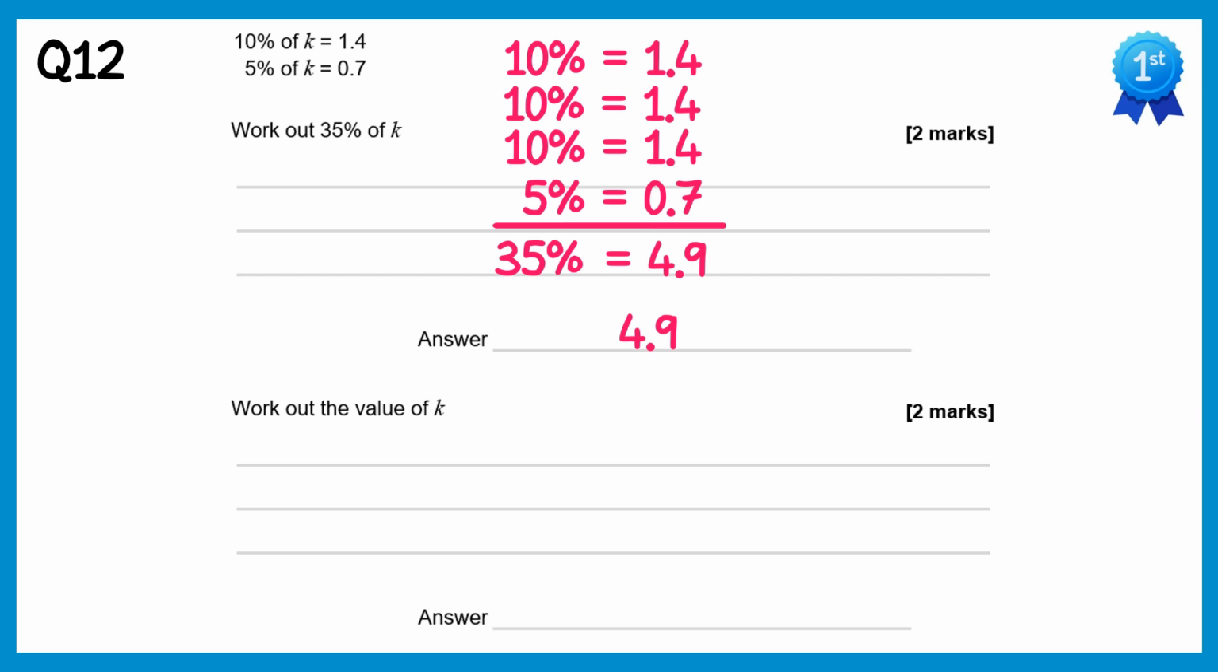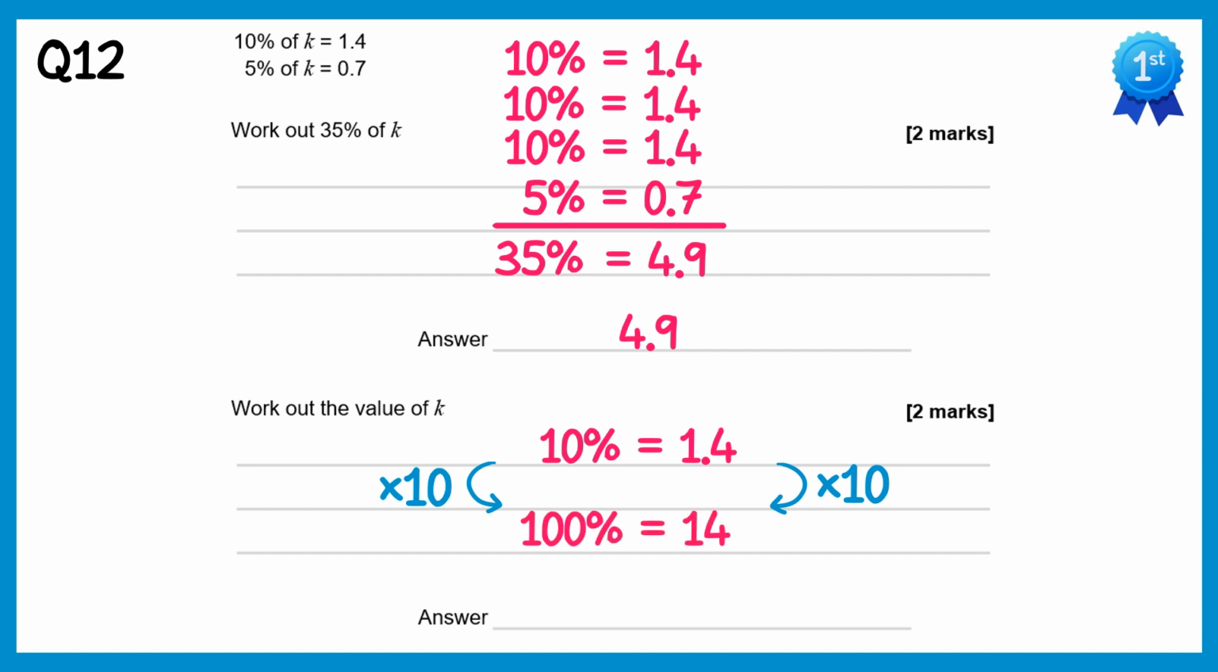For the second part, we need to work out the value of k. Now we're told 10% of k equals 1.4. To find the value of k, we need to work out what 100% is. To get 100%, you could times both sides by 10. 10% times 10 is 100%, and 1.4 times 10 is 14. So k must be 14.